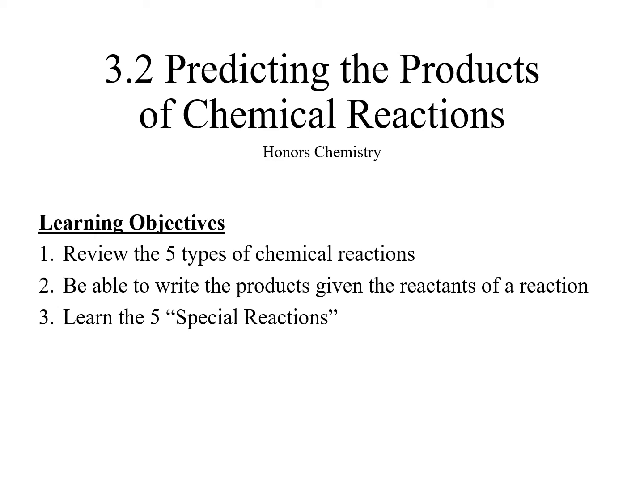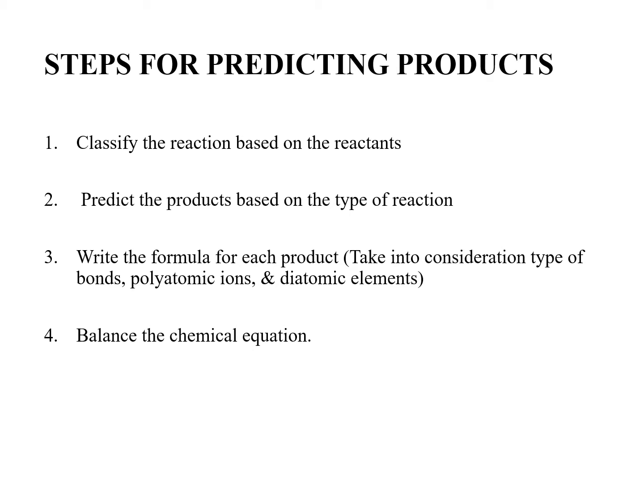The following lesson is going to cover predicting the products of chemical reactions, and this is going to build off of our previous lesson that dealt with reaction types. So the steps for predicting the products of a chemical reaction is first to identify the type of reaction that's occurring by looking at the reactants, and I'm going to show you some of the tricks and things to look for in order to identify that particular reaction type.